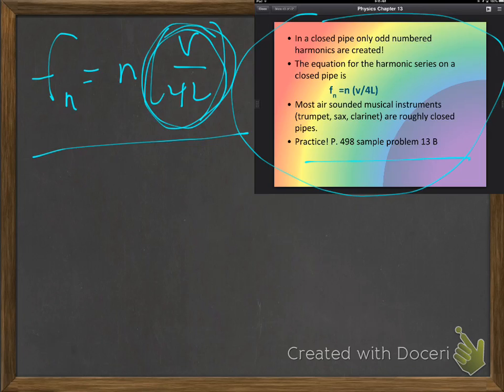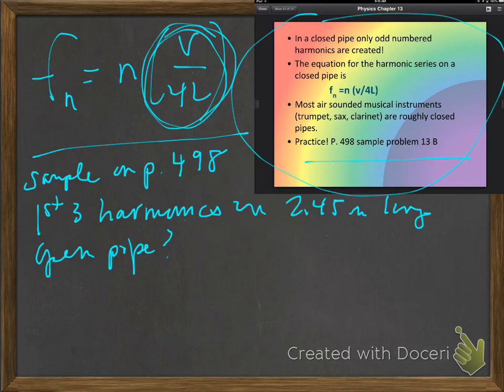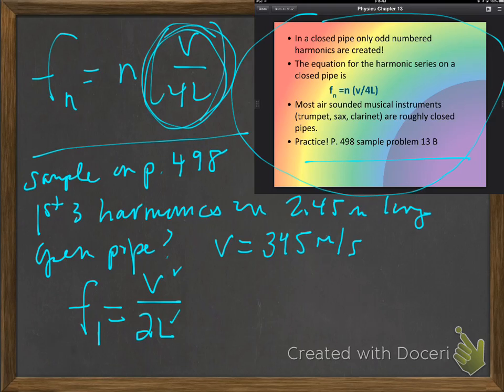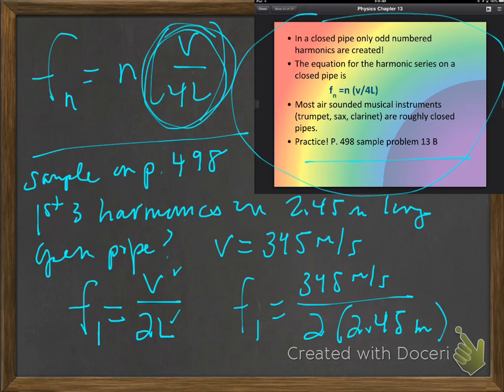Okay, this is the kind of problems that you'll have on 498 and 499. And here's our sample problem from 498. Give me the first 3 harmonics on a 2.45 meter long, open at both ends pipe. And the book has us use the velocity of sound in air as 345 meters per second. We have our length, so this is really plug and play. f1 equals 345 meters per second over 2 times 2.45 meters.